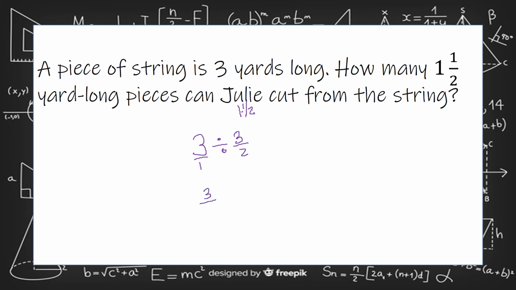And I'm going to go ahead and change this. Remember, keep the first one, change the divide to a multiply, and flip the second one. Okay? So 3 times 2 is 6. 1 times 3 is 3. We can simplify that. 3 goes into 6 2 times. So Julie can cut 2 pieces from the string.